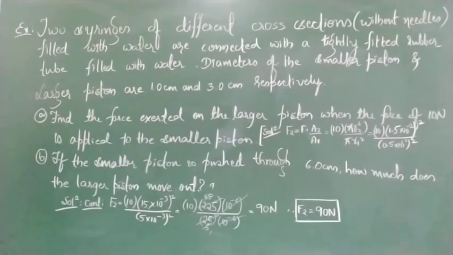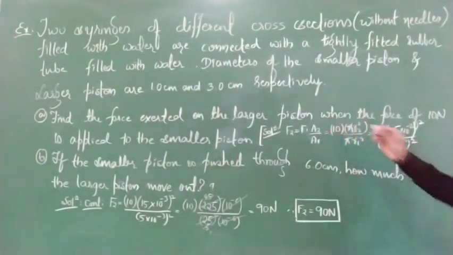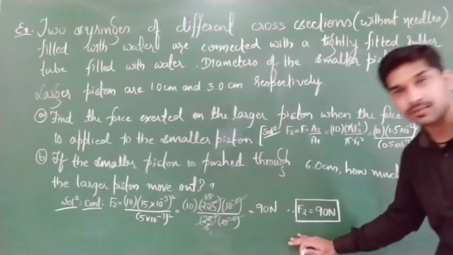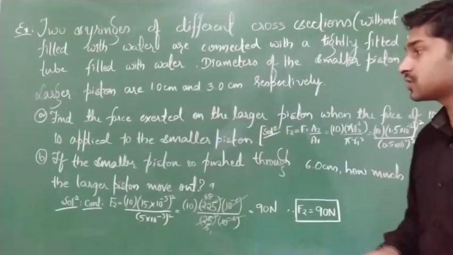Shall I erase this part? So here how much we got? Finally F2 is equal to 90 Newton. So if we solve this complete thing, finally I am going to get here 90 Newton. How did this 90 Newton come? Here I had explained. Yeah? Shall we go to the solution for this B part?